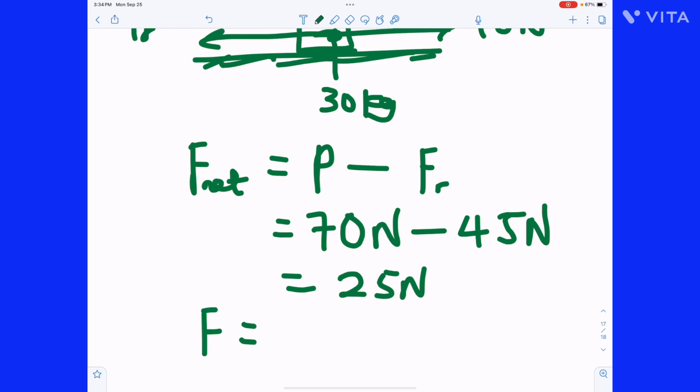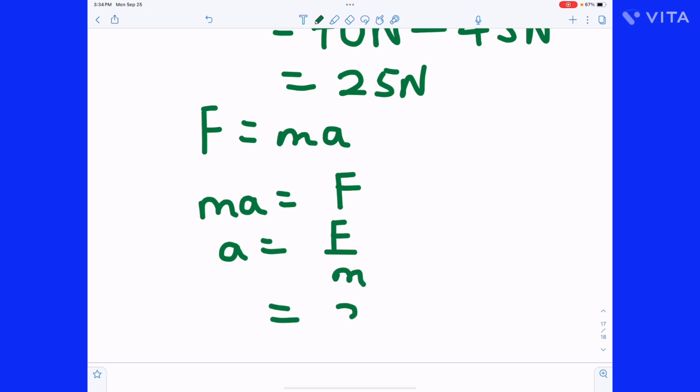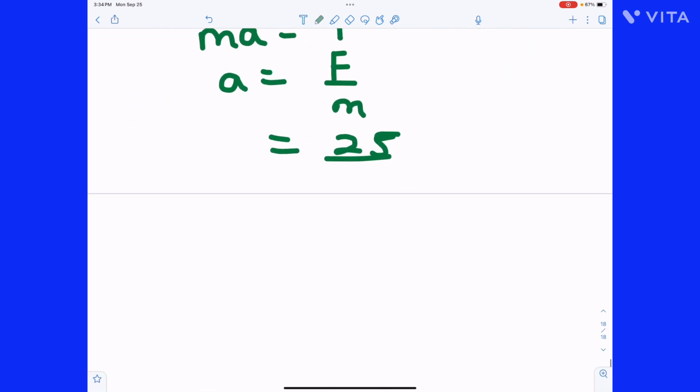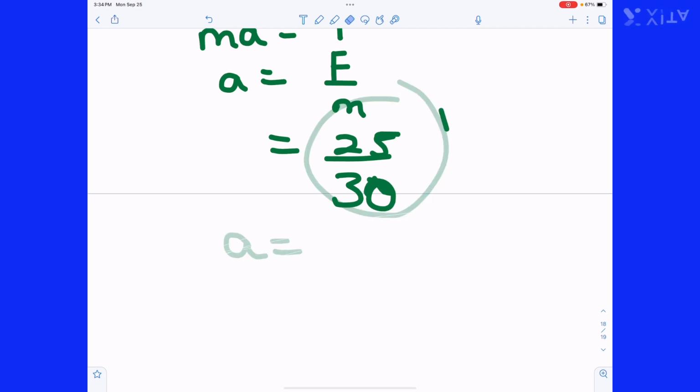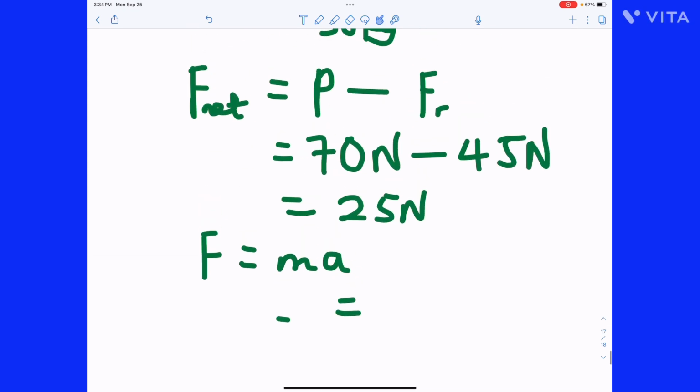So using F is equal to MA, if you want to find the acceleration with which it starts moving, your MA will be equal to F. A will be F over M. That's what? 25 Newton over the mass of the object, which is what? 30 kg. So that's how we find acceleration when an object is acted upon by two or more forces that are in opposite directions. So I think that is very clear now. Let's now go back to our question.